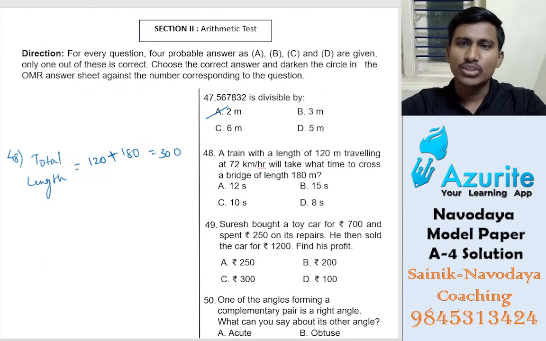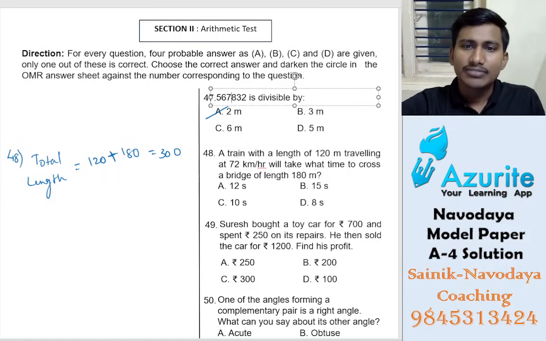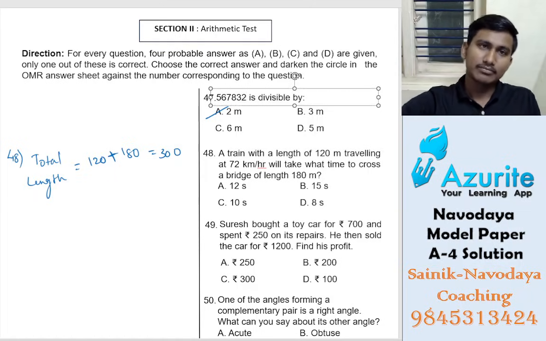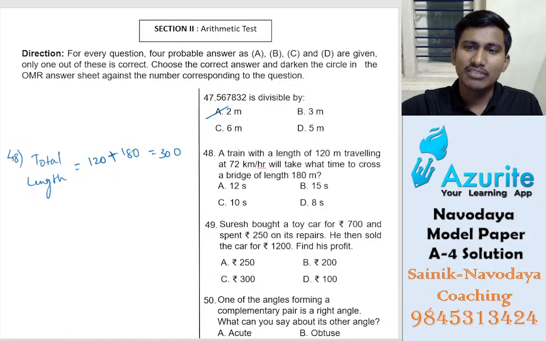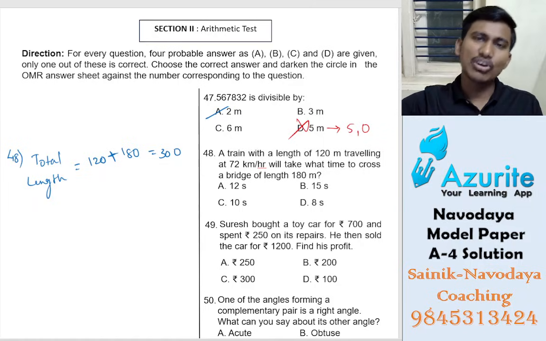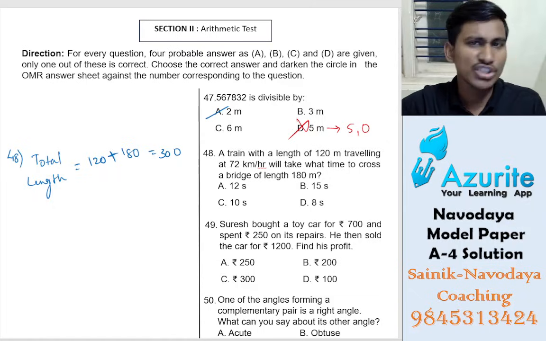So now let's do 47. What is the question? 5,67,832 is divisible by which number, they are asking. Option A. We should go with options. Will it be divisible by 5? No. When will it be divisible by 5? When the last number is 5 or 0. Because 5 ones are 5, 5 twos are 10, 5 threes are 15, 5 fours are 20. So 5 or 0 will come.